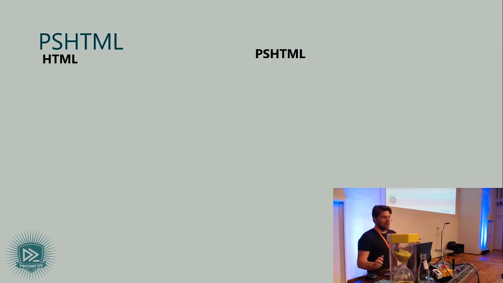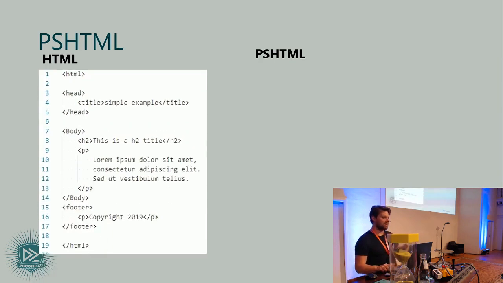So to understand PSHTML, let's first start by understanding what an HTML structure is, what an HTML document is. Here on the left side, we have an HTML structure. We can see it's actually nodes. So we have an HTML node, a head, and in the head we have the title, and then in there we have some text. So a simple example is written here. Then we have a body. In the body we have an H2, a paragraph, some lorem ipsum, etc.